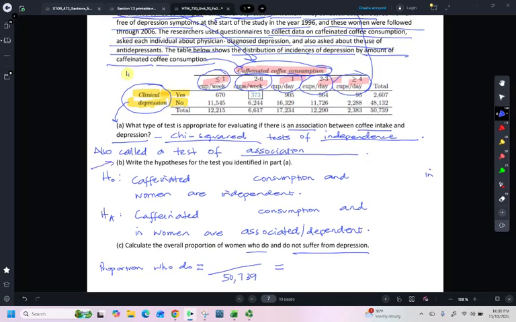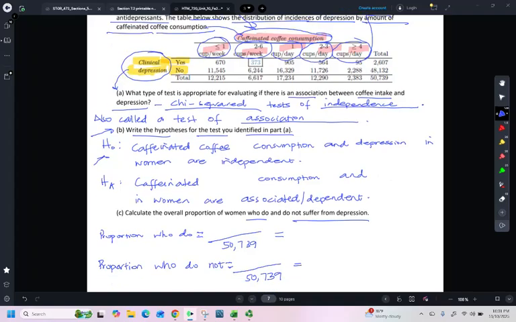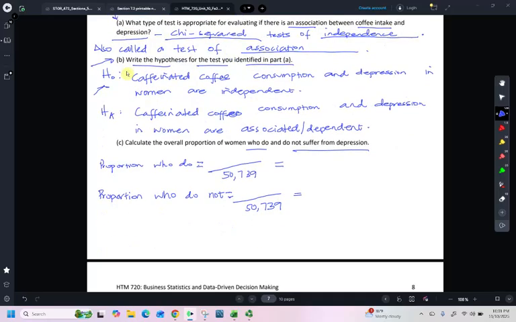And the next step will be to write out the hypotheses for the test. The null hypothesis will be the case of independence, that is, caffeinated coffee consumption and depression in women are not connected or associated, or are independent, versus the alternative that caffeinated coffee consumption and depression in women are associated or dependent. This would be the null hypothesis and the alternative.